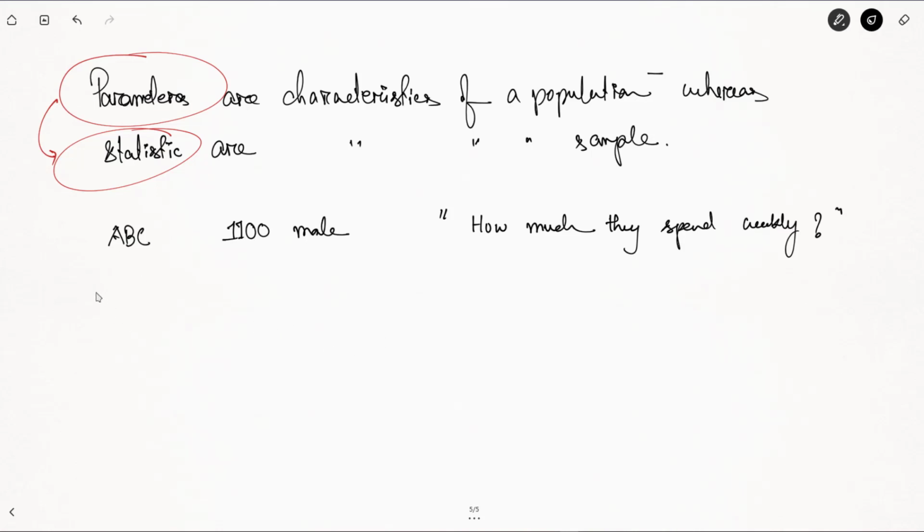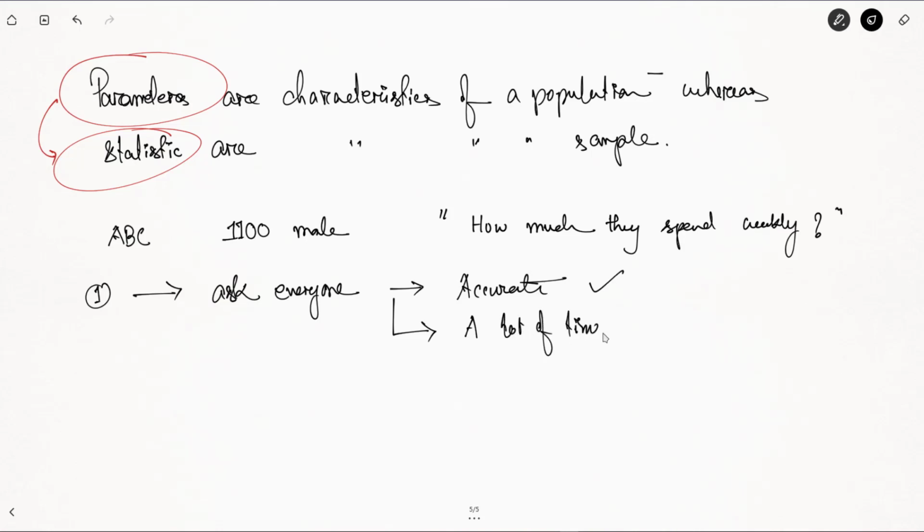So number one approach: go and ask everyone. That is the first approach. Now what is the advantage here? It will be very accurate. This is a good side. But despite being accurate, this will take a lot of time. This will be very time consuming. So that is a difficulty.